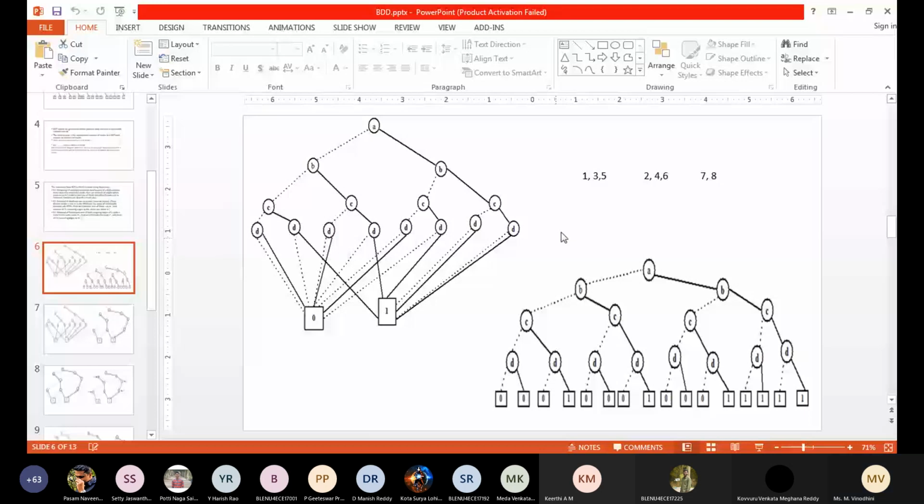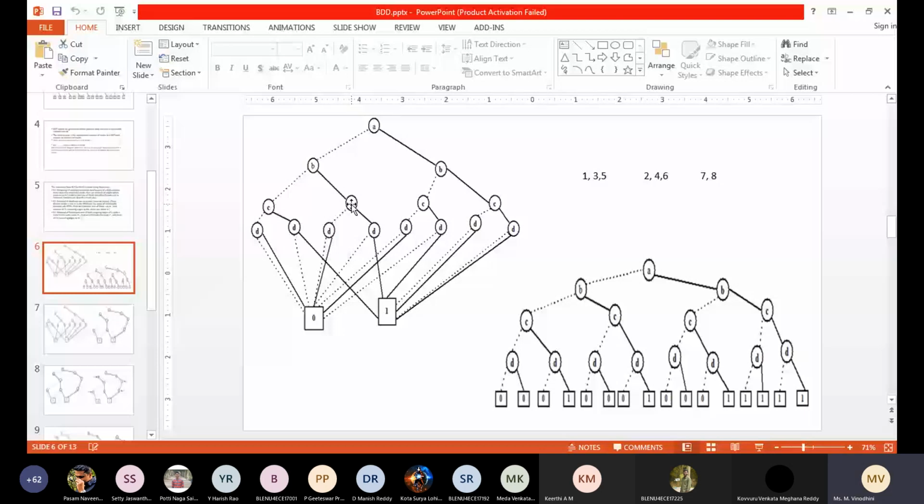Now C, when it is 0, goes to pattern 1, and when it is 1, it goes to pattern 2. This C, when it is 0, goes to pattern 1, and when it is 1, pattern 0. So can I say this C and this C are the same now?